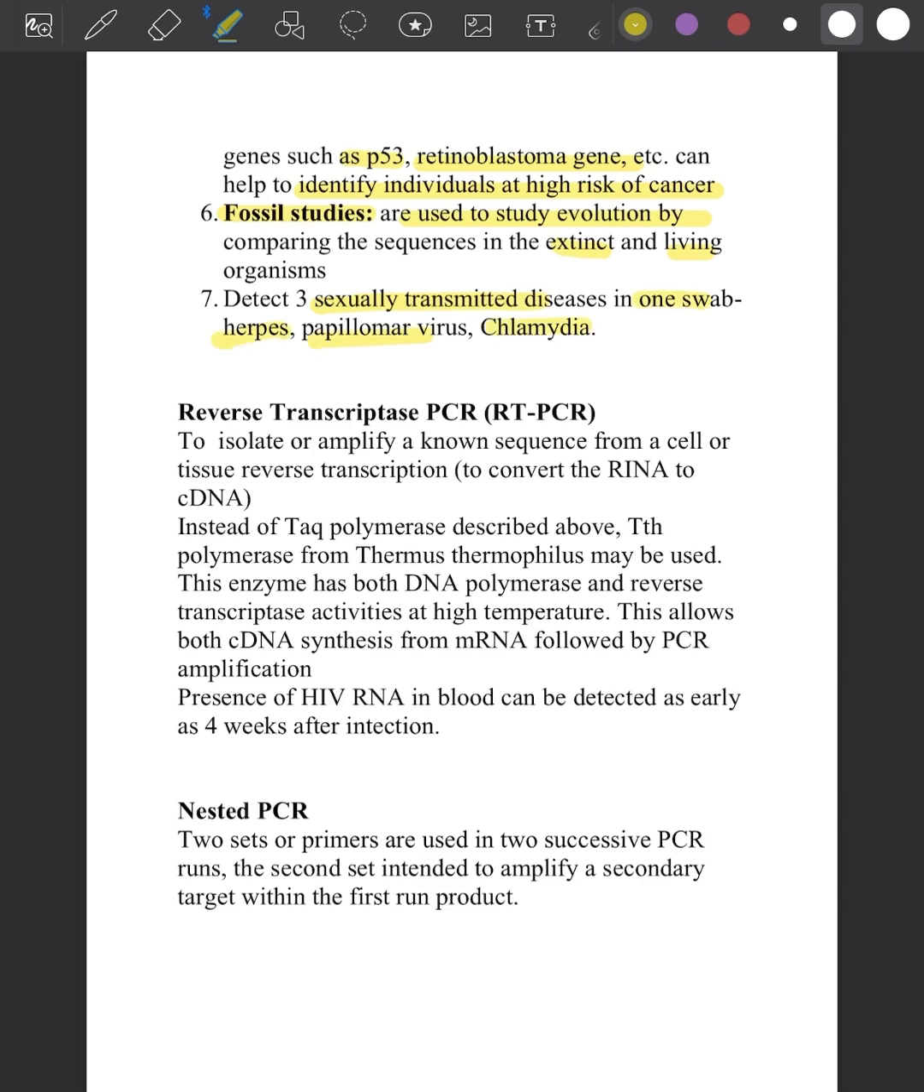Next, we are going to talk about the types of PCR, which include reverse transcriptase PCR or RT-PCR, in which instead of Taq polymerase enzyme, Tth polymerase enzyme is used. Tth polymerase is derived from Thermus thermophilus, whereas Taq polymerase is derived from Thermus aquaticus. This enzyme, Tth polymerase, has both DNA polymerase as well as reverse transcriptase activities at higher temperature, which allows the synthesis of complementary DNA from the mRNA followed by PCR amplification. So viral RNA, that is HIV RNA in the blood, can be detected as early as 4 weeks after infection.